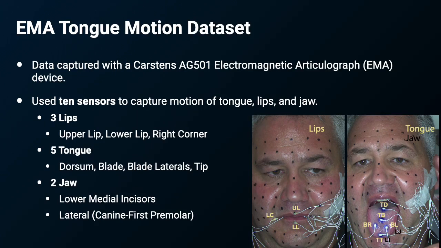We captured the data using a Carstens AG501 electromagnetic articulograph device by placing 10 sensors to capture the motion of tongue, lips, and jaw, where 3 sensors were placed on the lips, another 5 sensors were placed on the tongue, and 2 more on the jaw.